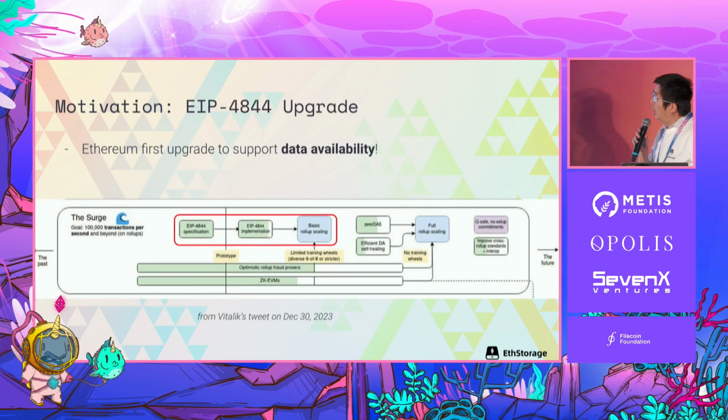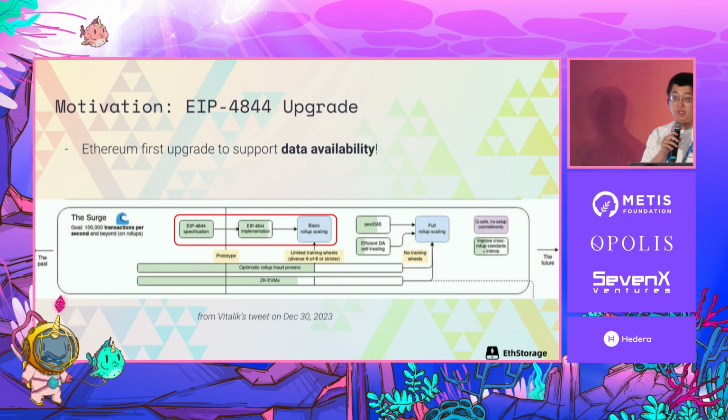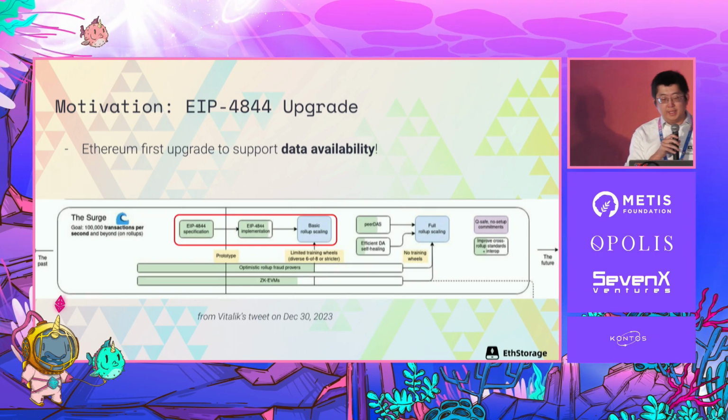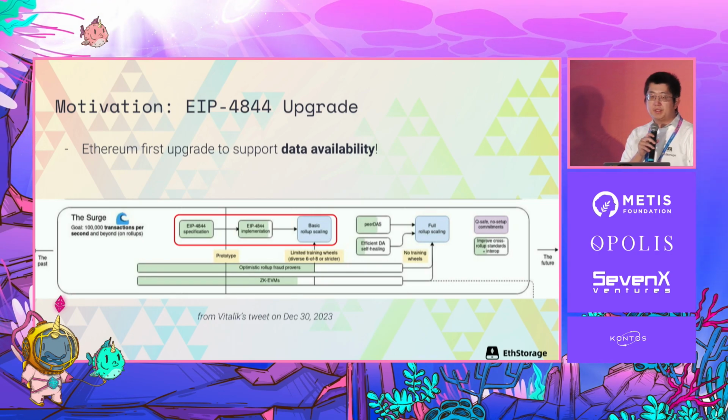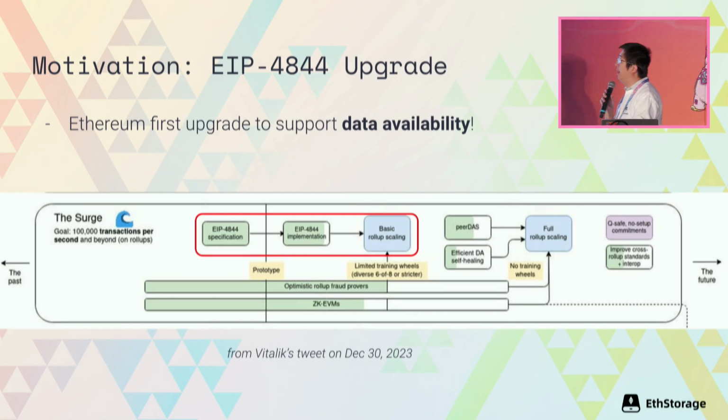So first of all, why do we need Ethereum storage solutions, as we already have a couple, like Filecoin and Arweave, that are running pretty well these days? One motivation is the future Ethereum upgrade, where the data availability technology will bring a large amount of data on chain. One key upgrade is EIP-4844, which is part of Cancun, the first upgrade to support data availability.